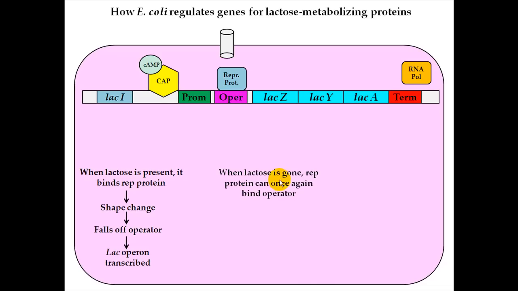So here's what we just said. When lactose is gone, that repressor protein once again can bind to the operator region because it reverts back to its original shape. And when that happens, it ends up turning off the lactose operon so that the cell saves energy. So what we've seen here again is that E. coli is not as dumb as it looks, right? It can respond to its environment and turn on or off genes as a result of it. And here's an example of a set of genes that E. coli can turn on or off in response to its environment.